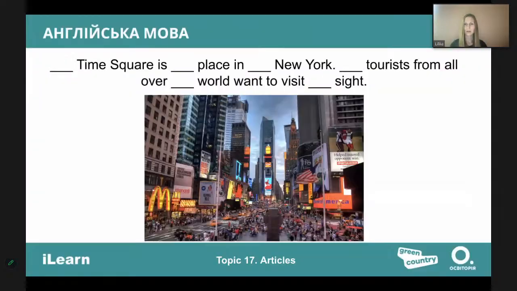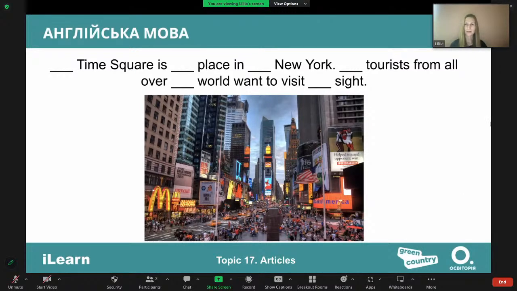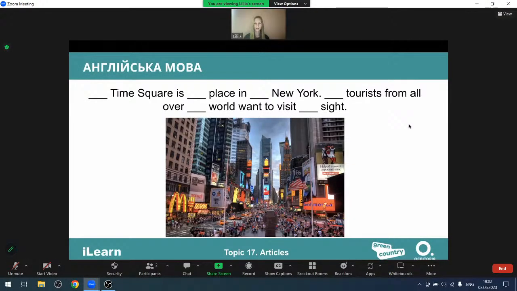So let's have a look at this sentence. As you see, there are plenty of gaps, and your task will be to put something in those gaps. I mean article a, an, the, or maybe just nothing. So, who can write this sentence correctly? I give you 1 minute. Let's try doing that.